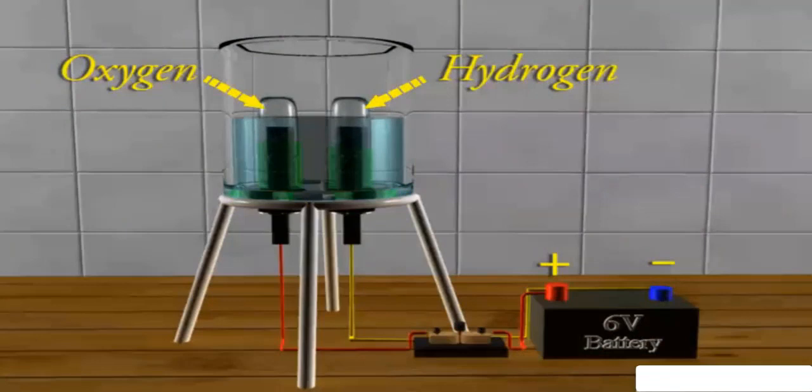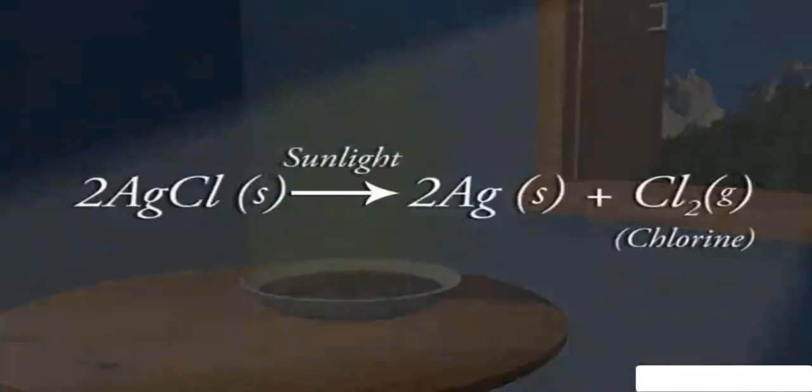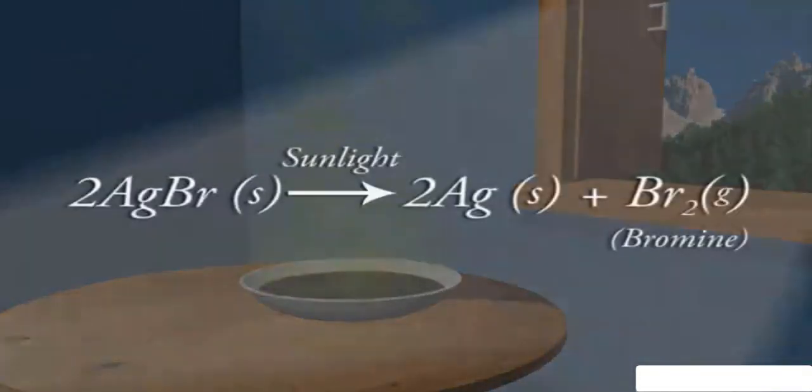Similarly, when we decompose water using electric current, oxygen gas is collected at the anode and hydrogen gas at the cathode. If silver chloride is kept under the sun in a china dish, it decomposes to form silver metal and chlorine gas by the action of light. Silver bromide, which is used in black and white photography, also decomposes into silver metal and bromine vapors.